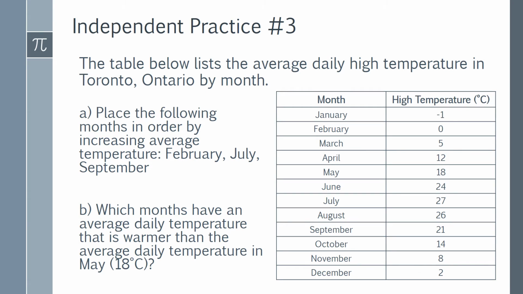Independent practice problem number 3. The table below lists the average daily high temperature in Toronto, Ontario by month. Part A. Place the following months in order by increasing average temperature: February, July, and September. Part B. Which months have an average daily temperature that is warmer than the average daily temperature in May, which is 18 degrees Celsius? Now is a good time to pause this video and work on these problems if you have not done so already.